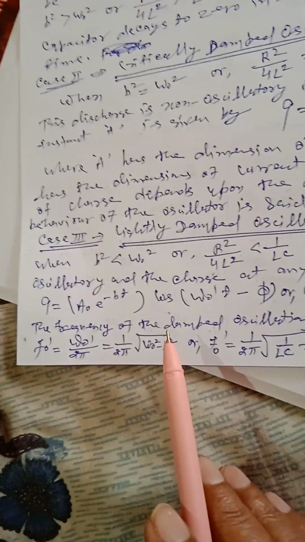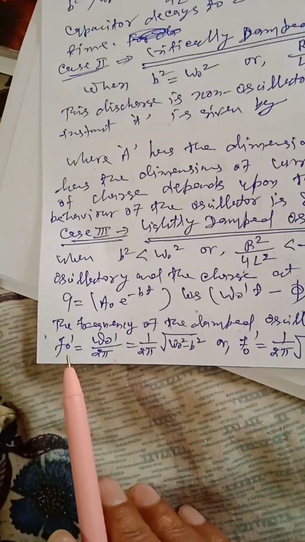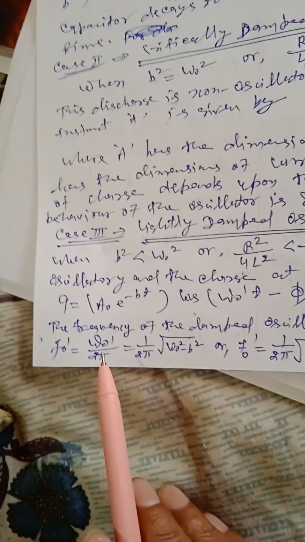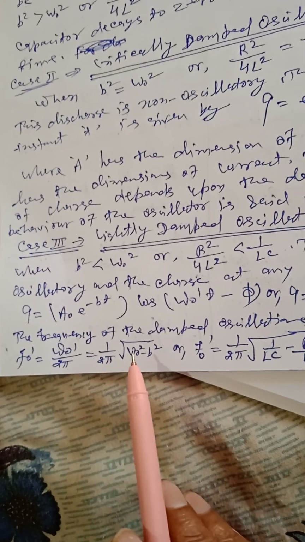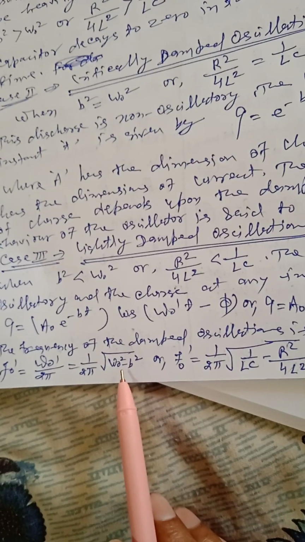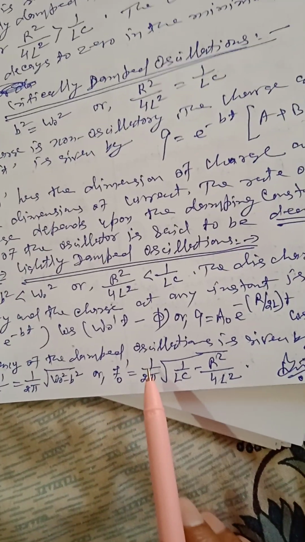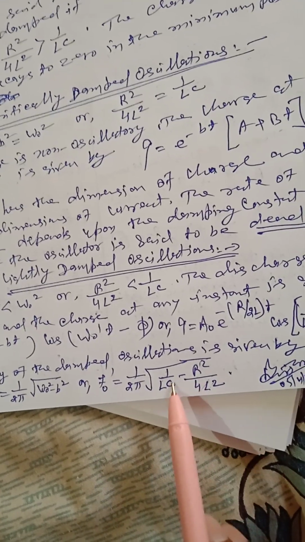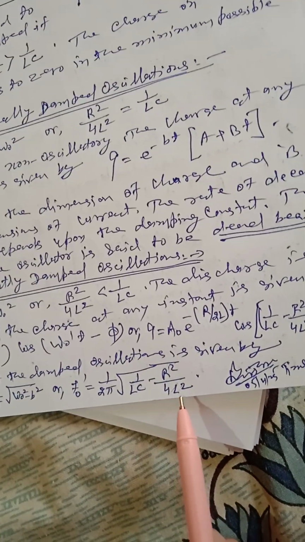The frequency of the damped oscillations is given by f naught dash is equal to omega naught dash by 2 pi is equal to 1 by 2 pi under root omega naught square minus b square, or f naught dash is equal to 1 by 2 pi under root 1 by LC minus R square by 4L square.